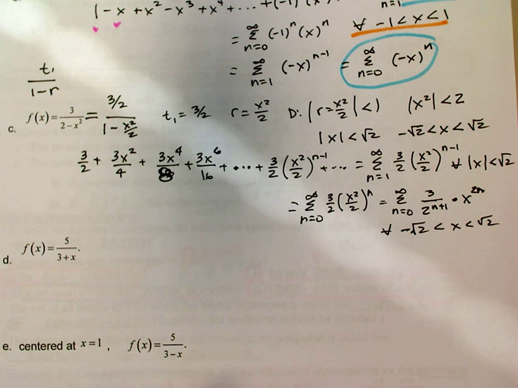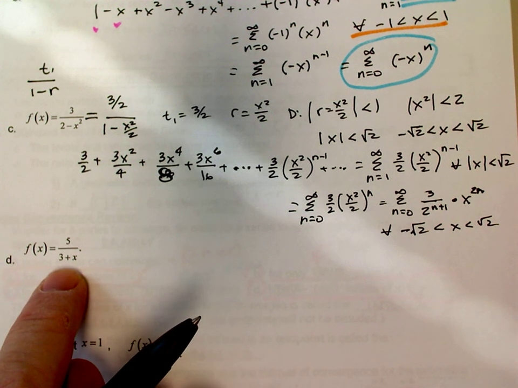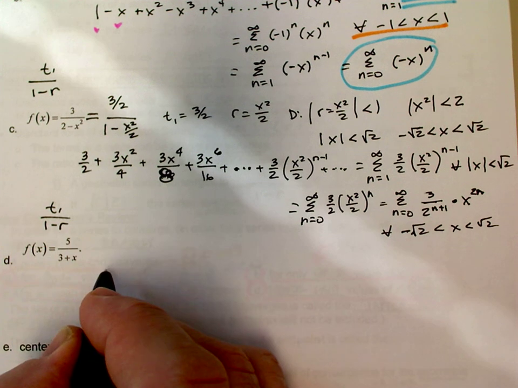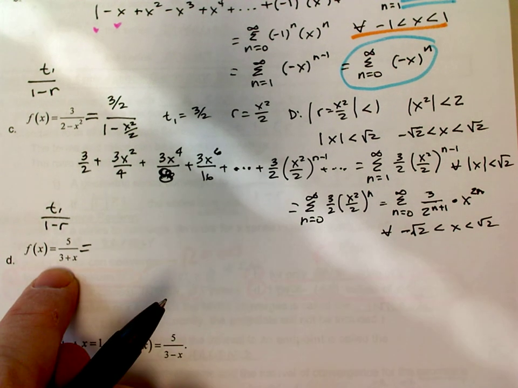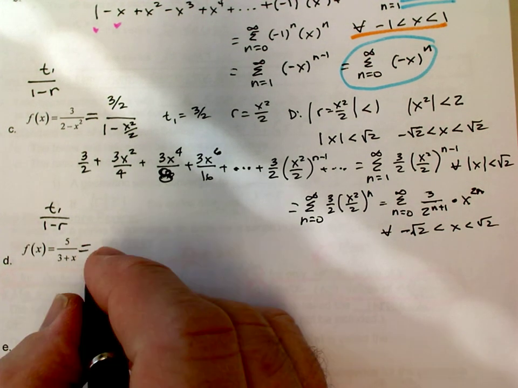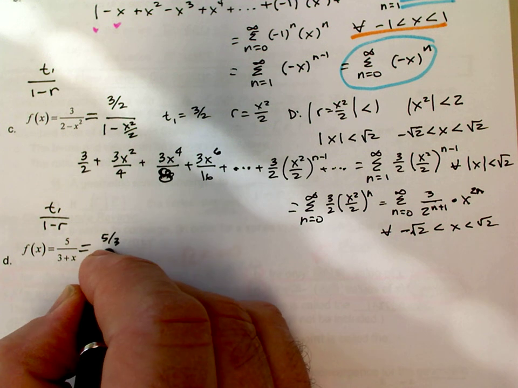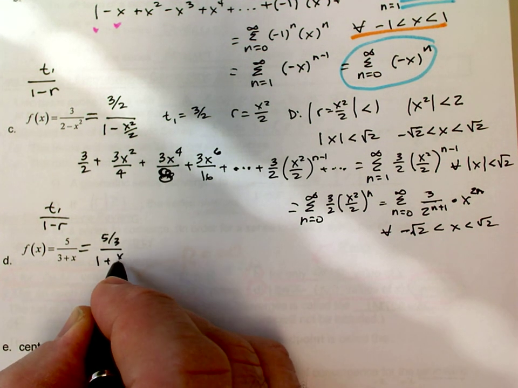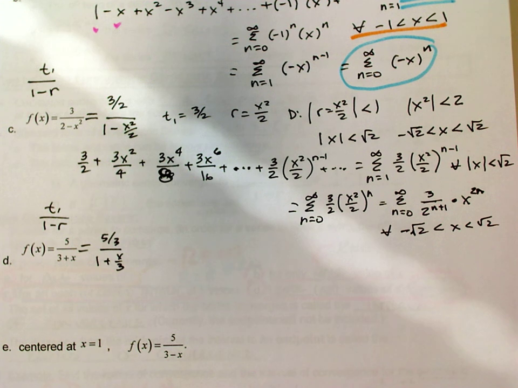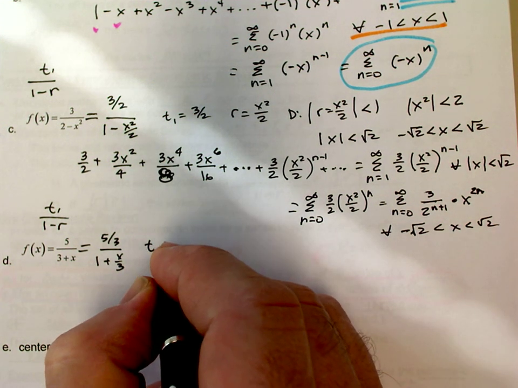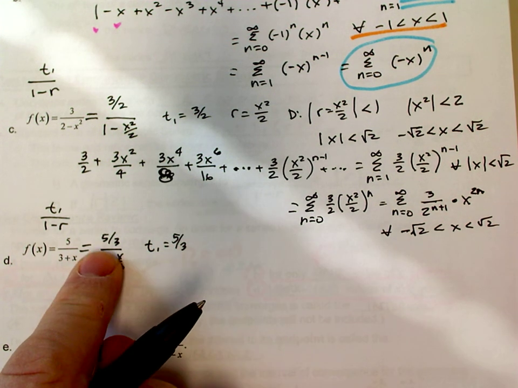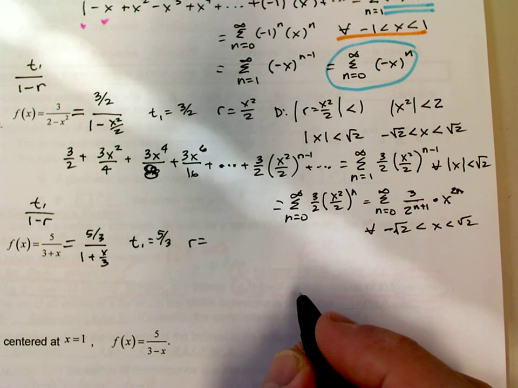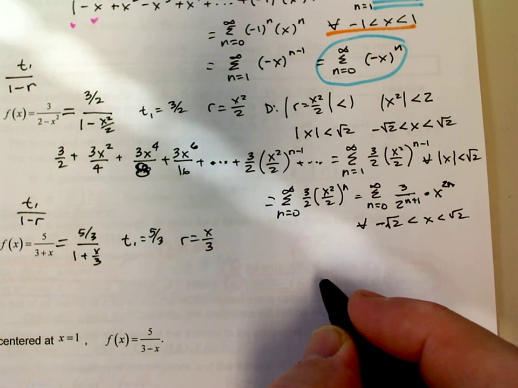Let's take a look at another one. You can see again, we have the dilemma that this is not of the form of t sub 1 divided by 1 minus r. So we're going to have to get this to a 1, so let's divide by 3. That will give us 5/3 in the numerator. 3 divided by 3 is 1, and of course x divided by 3 is x over 3. Our first term will be the numerator, 5/3. Our common ratio is going to be negative x divided by 3.